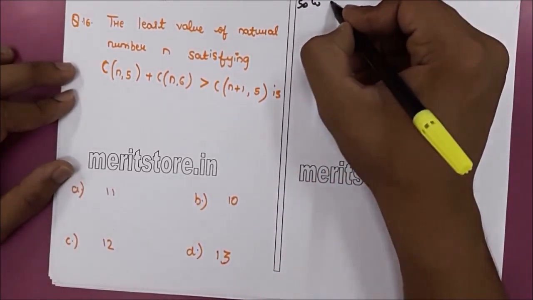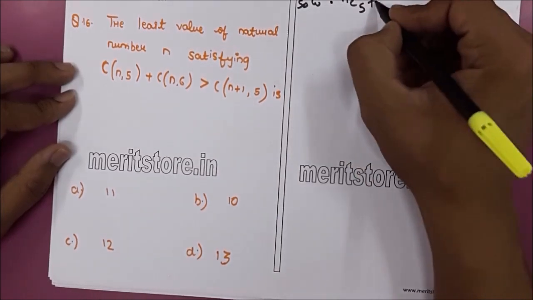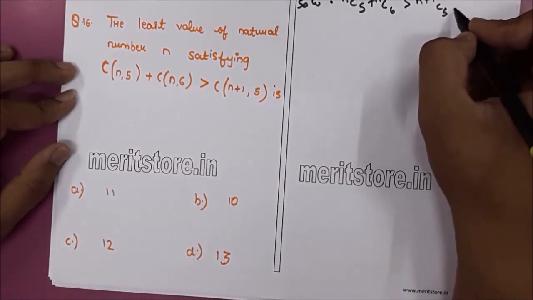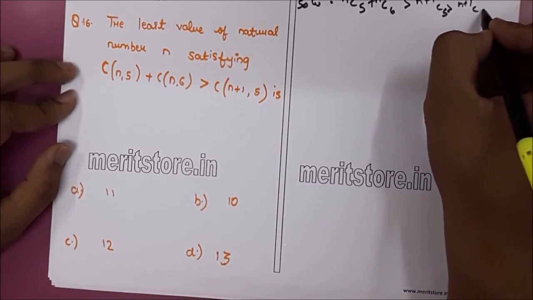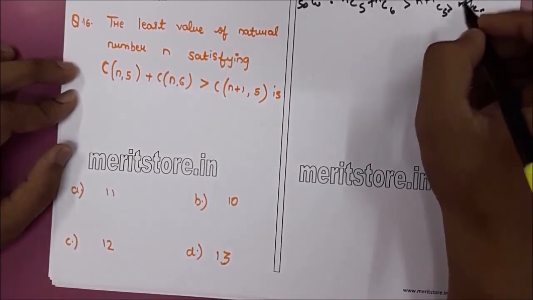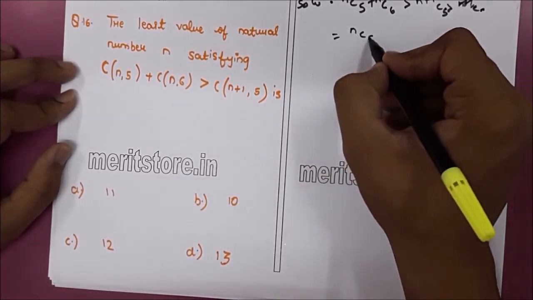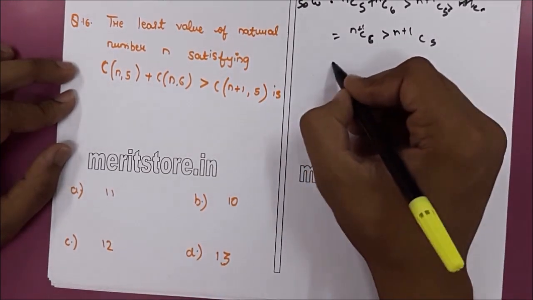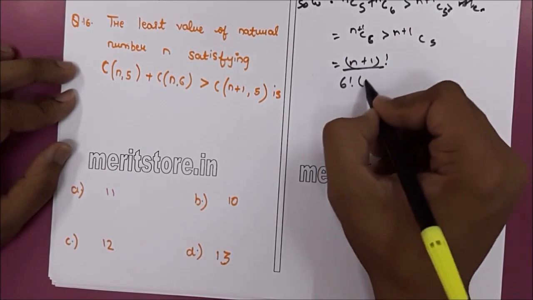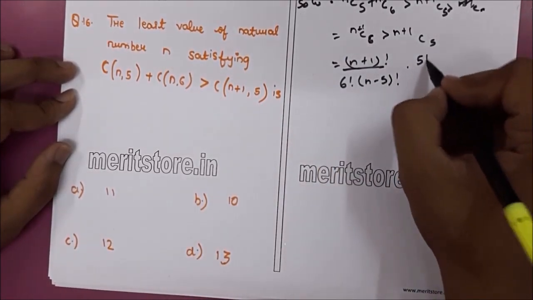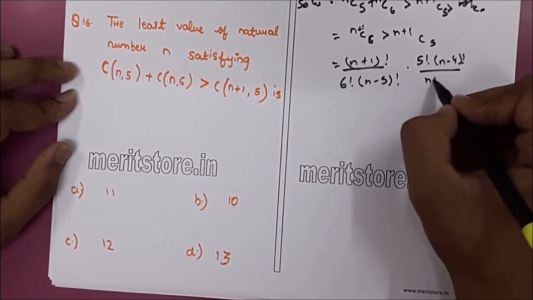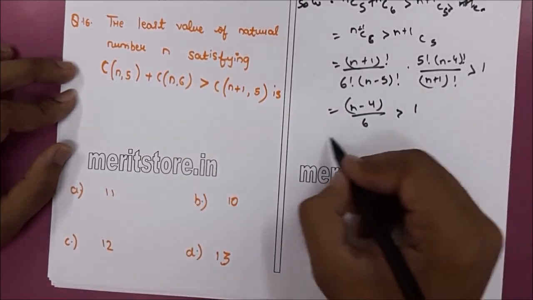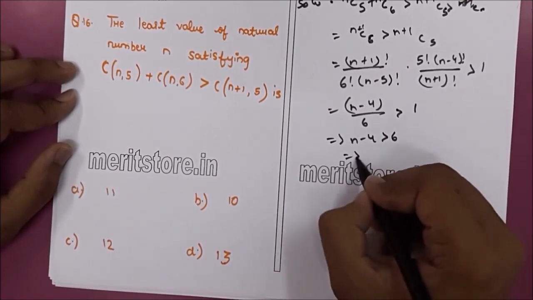Therefore the solution is: nC5 plus nC6 is greater than n plus 1 C5, that is n plus 1 C6 is greater than n plus 1 C5, that is n plus 1 factorial upon 6 factorial into n minus 5 factorial, into 5 factorial into n minus 4 factorial upon n plus 1 factorial, is greater than 1, that is n minus 4 upon 6 is greater than 1, that is n minus 4 is greater than 6, so n is greater than 10.